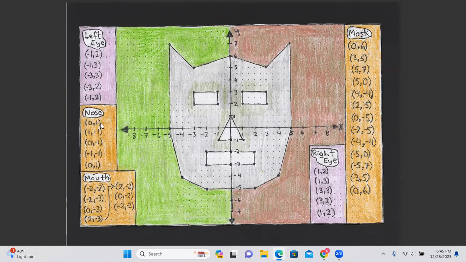Likewise, we're going to do the same thing with the nose and the mouth. And by this time, I think you got the picture on how to create this image. It would be really nice if you did get some graph paper, make your x-axis and your y-axis, and then attempt to make this image. It will require some concentration, but I think you're up to the challenge.